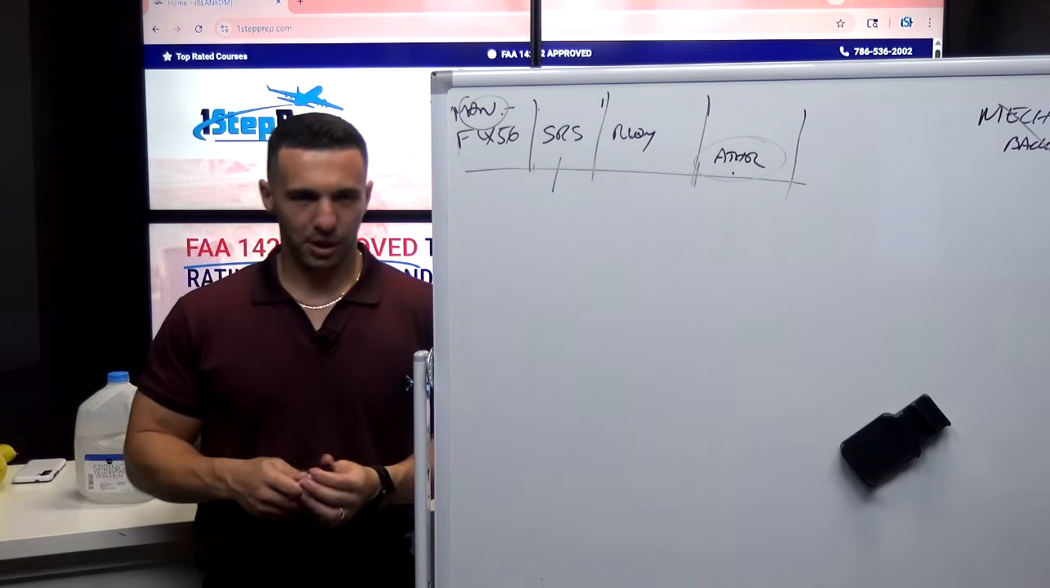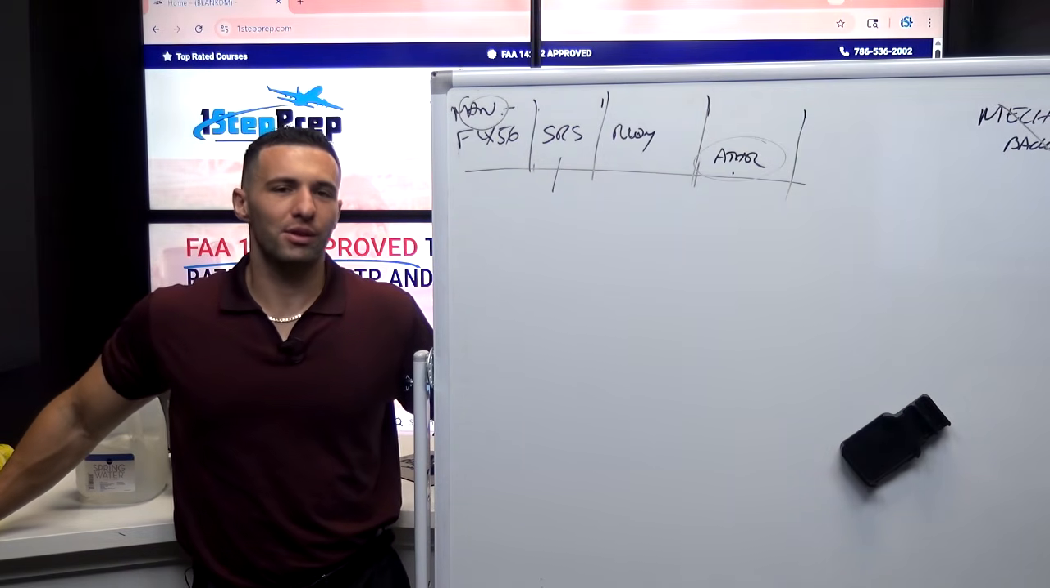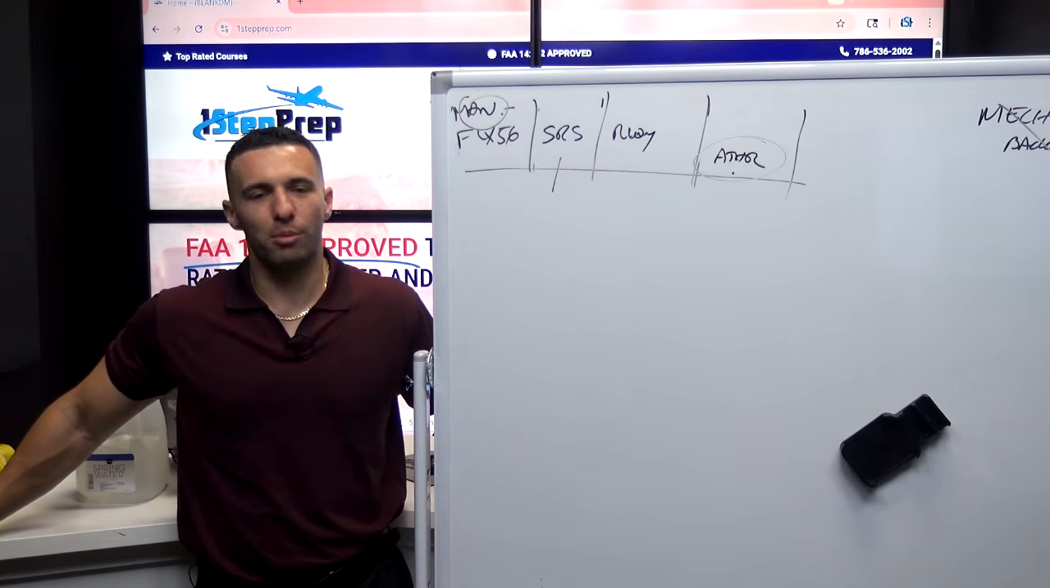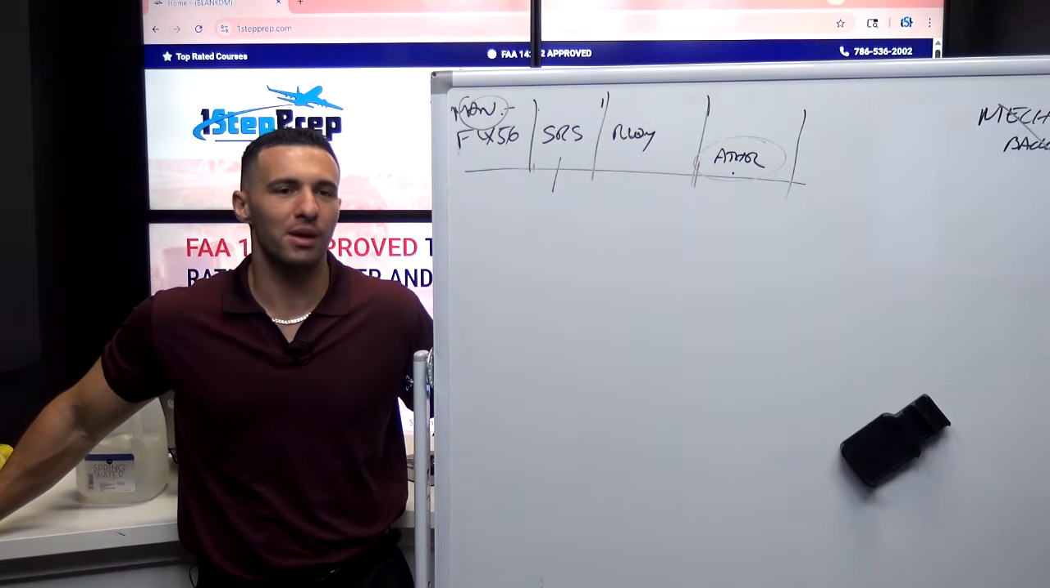Let me read it one more time quickly, but my initial response based on what I first read there is that the sequence doesn't matter. You can put the gear down and then turn the autopilot off, or you can turn the autopilot off and then put the gear down. Which one happens first doesn't really matter.